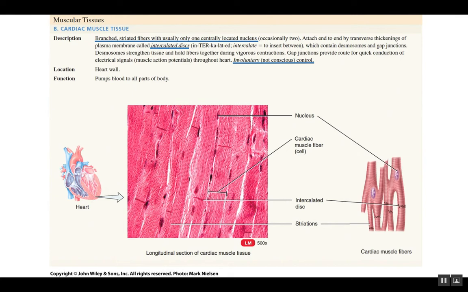So the cells are branched, they're striated, usually one nucleus. Intercalated discs are found at the connections, and the muscle contracts involuntarily. We do not have to consciously control our heart. Your heart's going to beat without you voluntarily doing it.